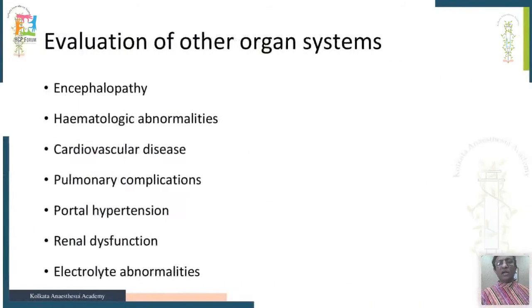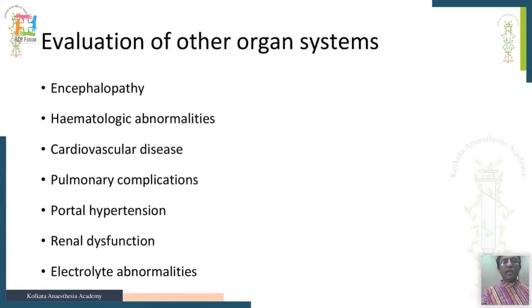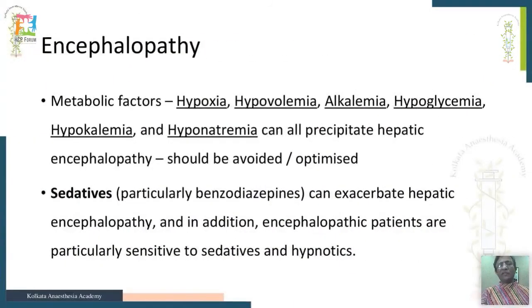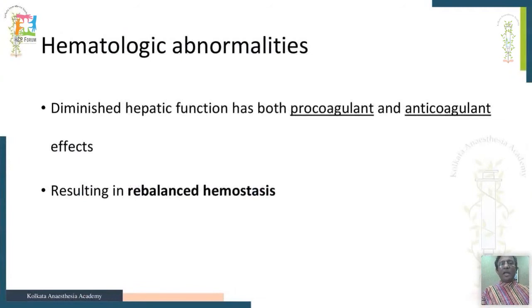What is the evaluation of the other organ systems? Encephalopathy, hematological abnormalities, cardiovascular, pulmonary, portal hypertension. I'll quickly take you through this. Encephalopathy, I think all of you know what the things are that you try to avoid when you think this is present, and you do not give drugs like benzodiazepines as sedatives.